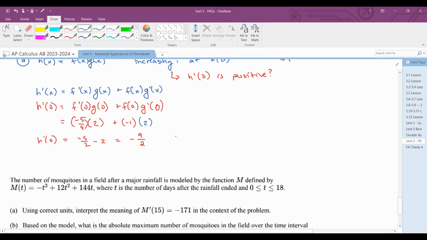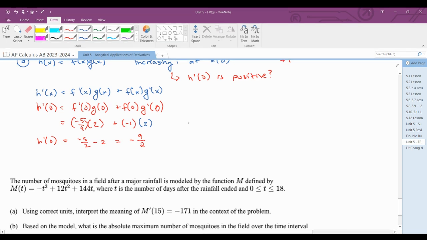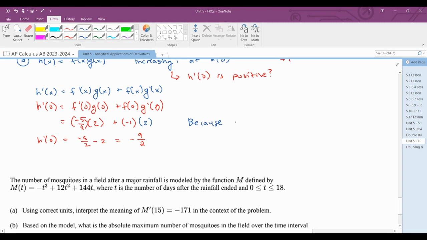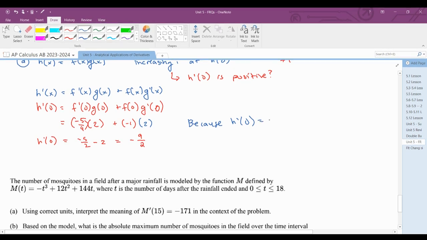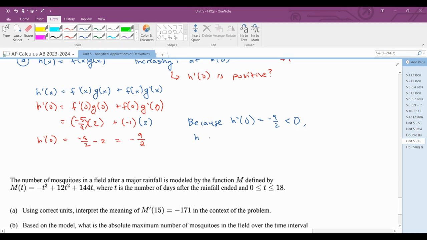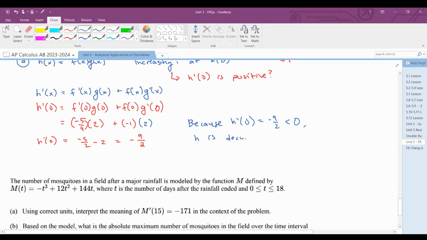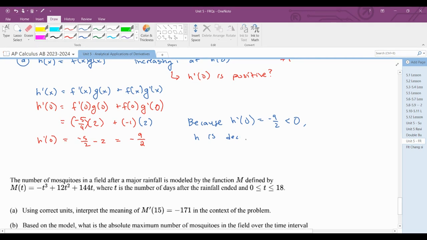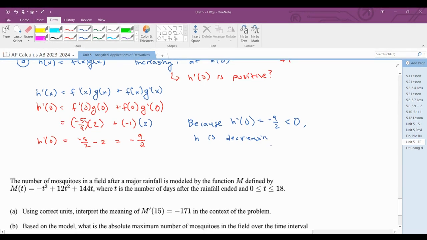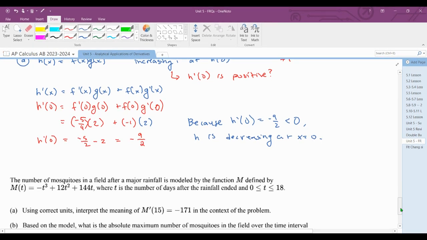So here you would just say, because h prime of 0 equals negative 9 over 2, which is less than 0, h is decreasing at x equals 0. All right, and that's it for that one. I'm going to create a second video for the other FRQ.